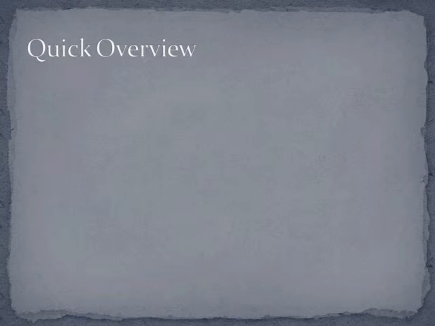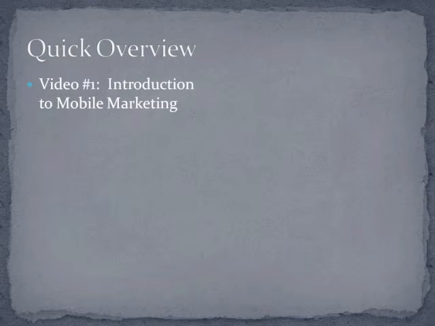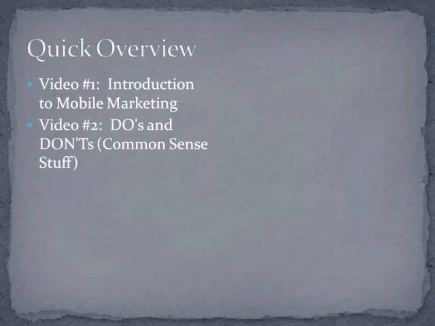Now, what I want to do is give you a quick overview of the whole video series so that you understand what we're going to talk about. Video number one, of course, is this particular video. Video number two is do's and don'ts, or common sense stuff. This is the stuff that you are going to have to understand and agree with before you even dive into mobile marketing, because there are several things you don't want to do to avoid breaking the law. And we'll go over those in video number two.